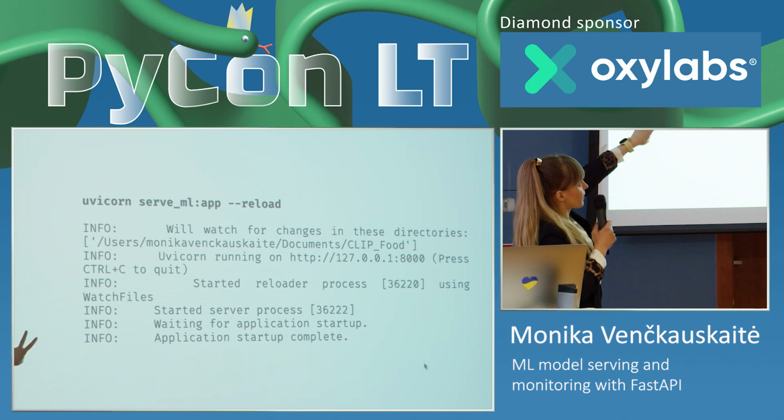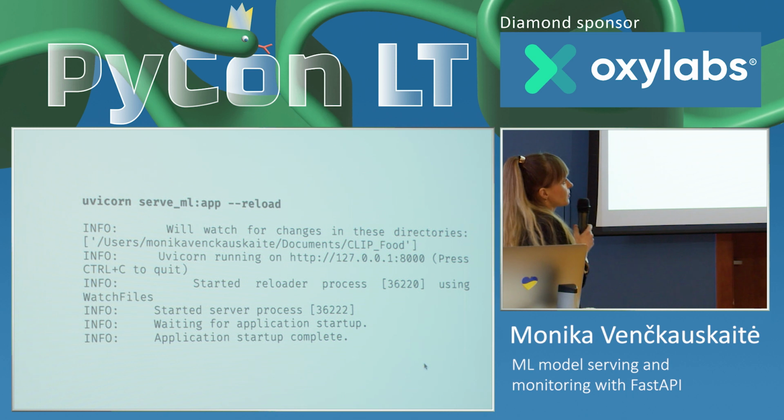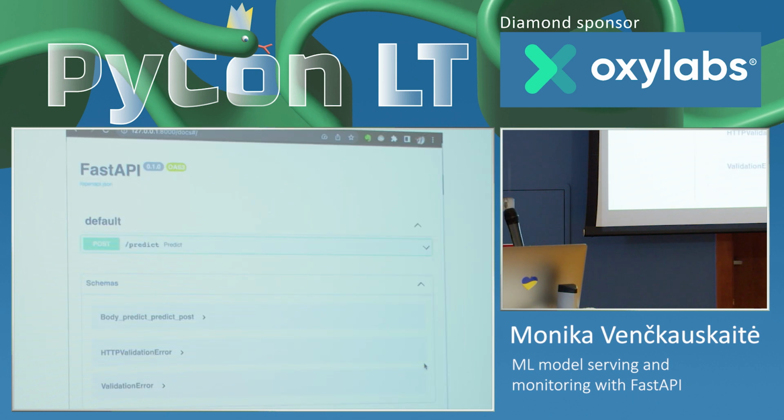uvicorn server ML, which is the name of the file. I described my API, double dots app, and I have reload, so it would reload the server each time I have changes in this folder. So you see, it's super quick to develop, and the things I'm already getting out of this: I already have documentation. And here's my prediction endpoint.